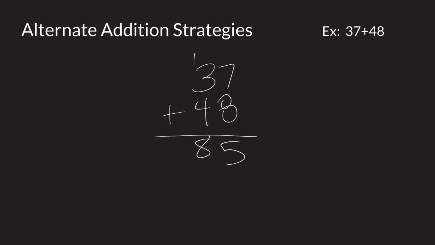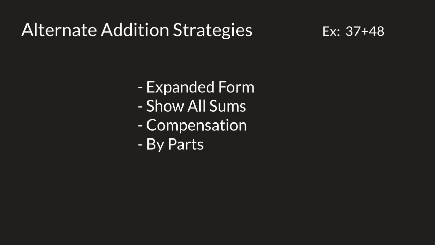Now, that's a really quick way of doing it, but I would argue, do we really understand math? So today, we're going to be learning 4 alternate algorithms or strategies that will help us do addition in a different way. Here are the different strategies that we'll be using: expanded form, show all sums, compensation, and by parts. So the first one is expanded form.